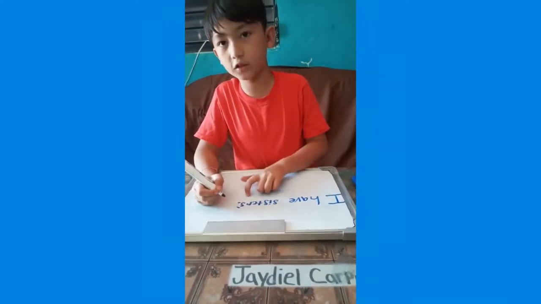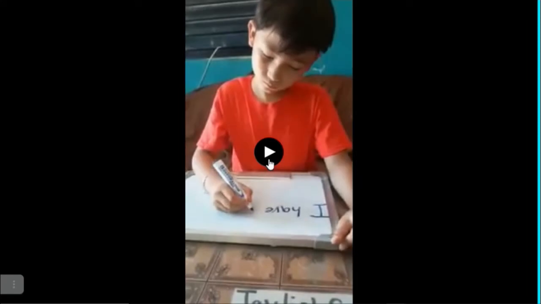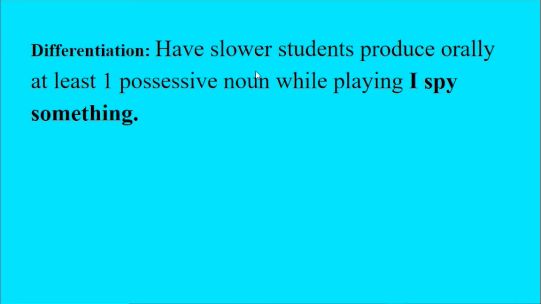I have sisters. All right, very good, and that is correct because woman is plural and it does not end with an S. Therefore, to form the plural possessive form of it, you add an apostrophe S. So I enjoyed doing this activity with my students, and I believe that they enjoyed it as well, as it was a form of a game, other than just having them complete our worksheet. Doing it in this way, they had fun. So differentiation helps lower students produce orally at least one plural possessive noun while playing I have, you have.